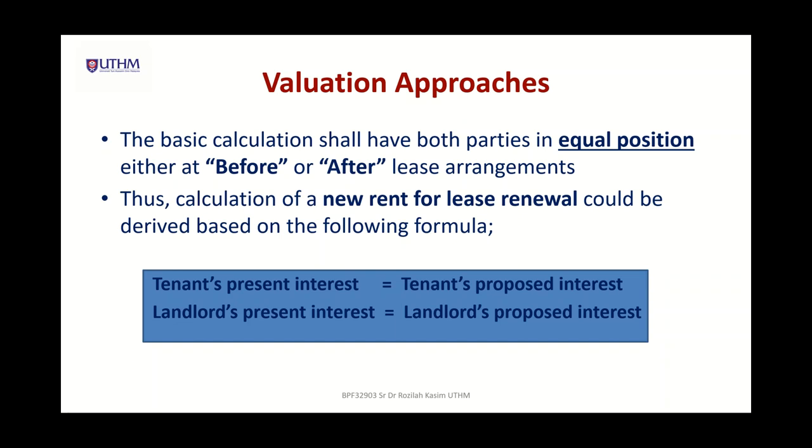There are many approaches to the valuation to derive the new rent for the lease renewal, but the most common and popular is the basic calculation of an equal position, either before or after the lease arrangements. The new rent for lease renewal could be derived based on the following formula: the tenant's present interest equals the tenant's proposed interest, and the landlord's present interest equals the landlord's proposed interest. This equation will determine the new rent for lease renewal which is acceptable to both landlord and tenant.